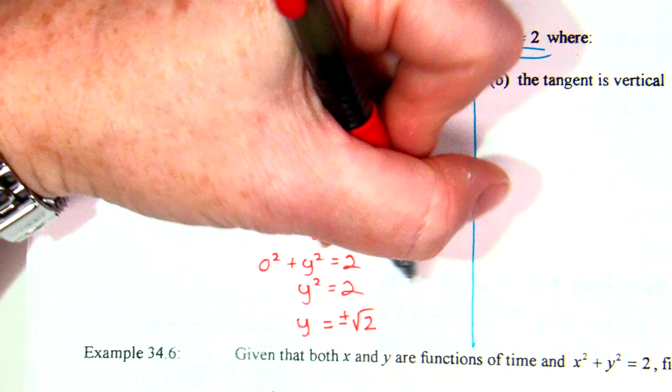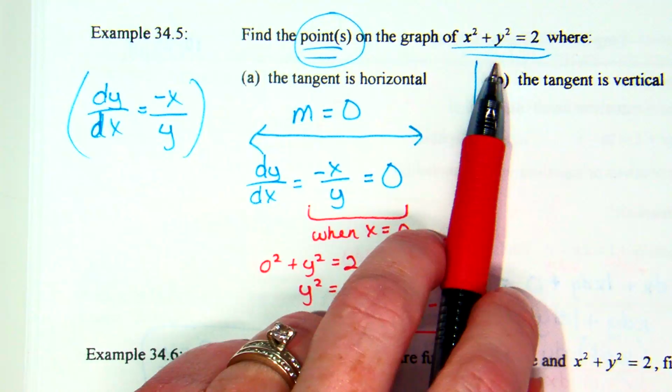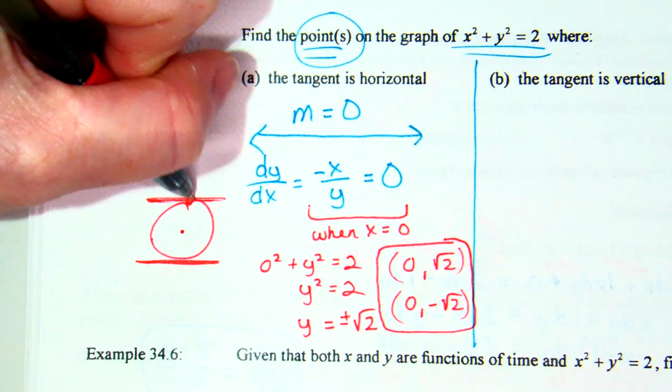Now, let me give you a little bit of a visual so it'll hopefully make sense. I didn't remind you today. Do you guys remember what the graph of x squared plus y squared equals 2 looks like? Yeah, when it's x squared plus y squared equals something, that's a circle. So this is a circle with radius of square root of 2. Think about it. Here's my circle. The tangent is horizontal. Where will tangent lines be horizontal? Right there and right there. And so the points we just found are those 2 points right there. Does that help with the visual of what we just did?